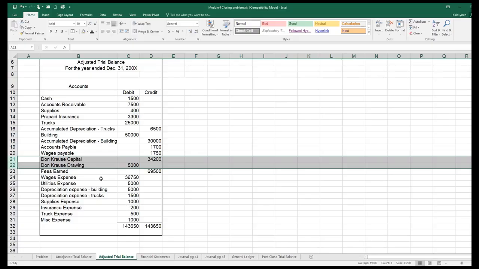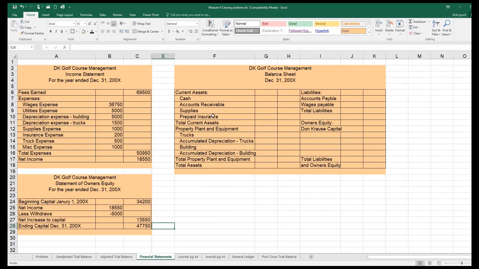Okay, so the last thing we have to do is our balance sheet. Okay, and I've already provided the template here. This is a classified balance sheet. We can see we have current assets, and in our case we have 4. And we're going to have a number with total current assets.